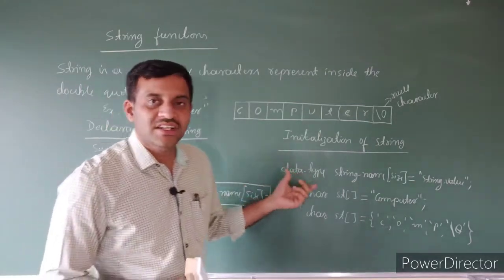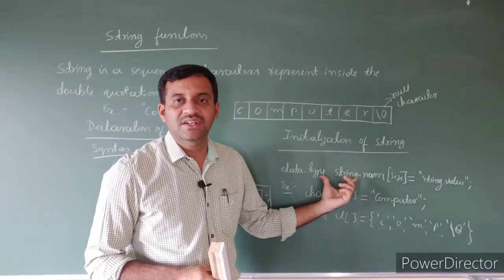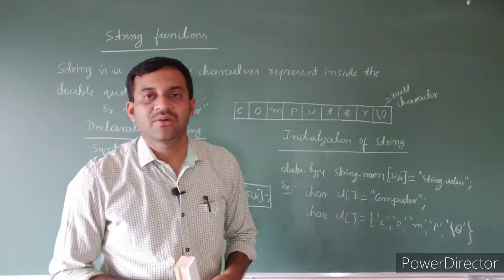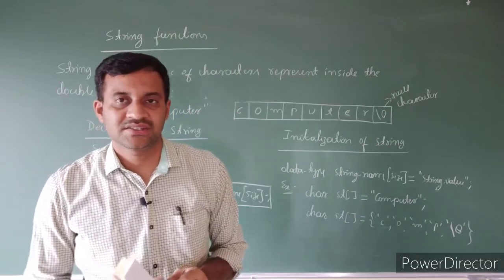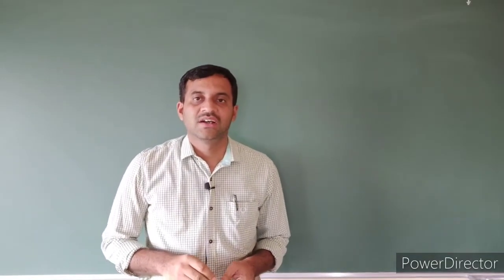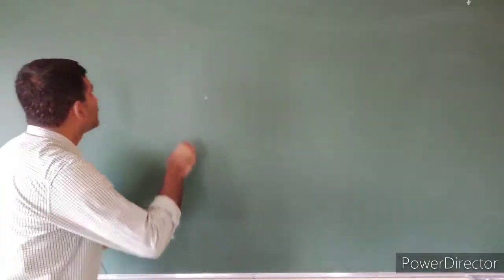Then, in an initialization, first we declare a string, then using the assignment operator inside the double quotation, we initialize the declared string. Let's discuss how to input and output string variables. Out of that, first consider inputting a string.